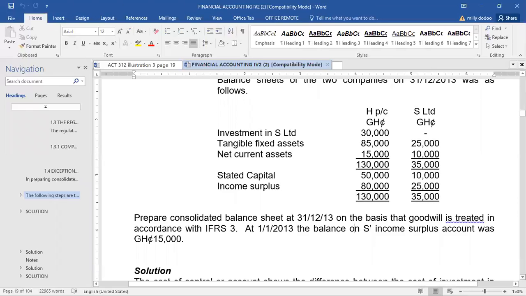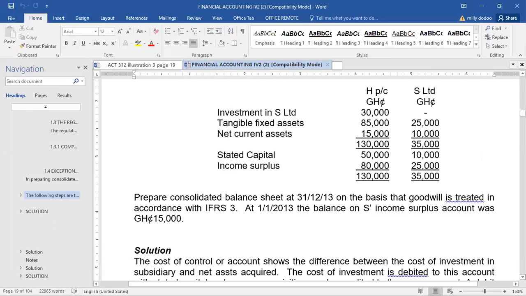Now, look at the footnote. They said prepare consolidated balance sheet as at December 31st, 2013 on the basis that goodwill is treated in accordance with IFRS 3. At 1st January 2013, the balance on S income surplus account was 15,000. So now they have introduced two things here in this new illustration.